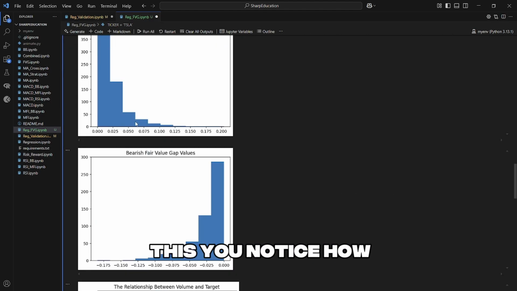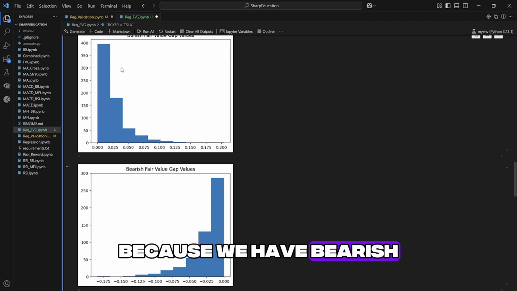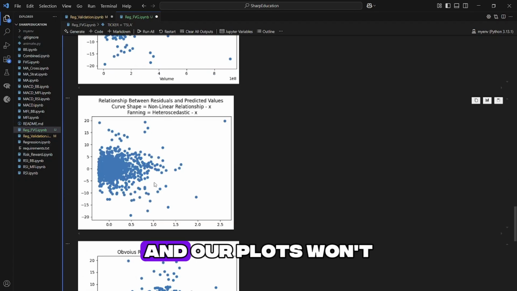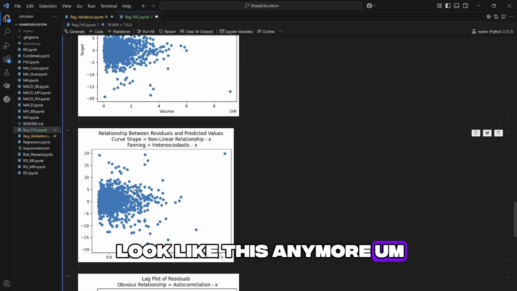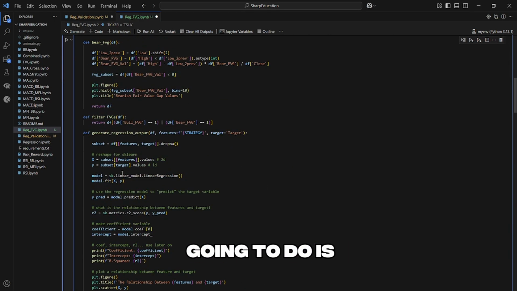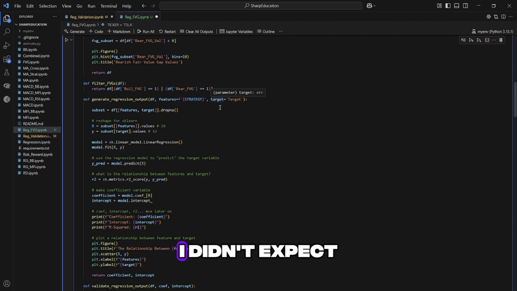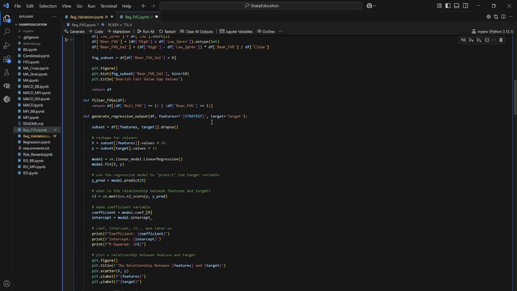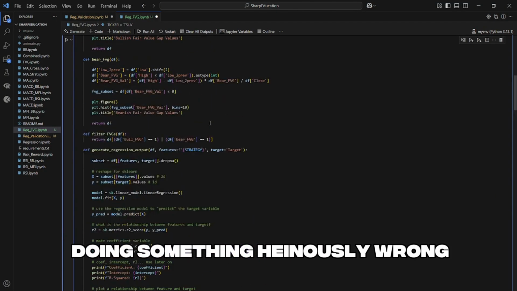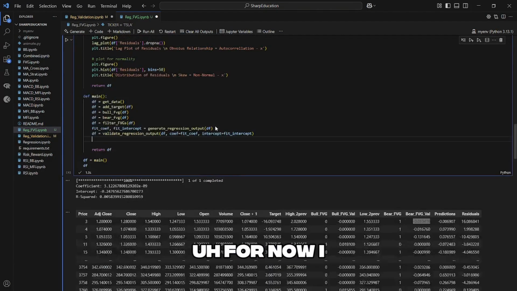And once we do this, you notice how we have 2 halves of the distribution of fair value gaps because we have bearish and bullish. We're going to put them together, and it's going to be one big bell curve. And our plots won't look like this anymore because they're chopped off at 0. So what we are going to do is... I didn't expect this to look so good. I might be doing something heinously wrong. I'll check it later. For now, I want to make a new column.